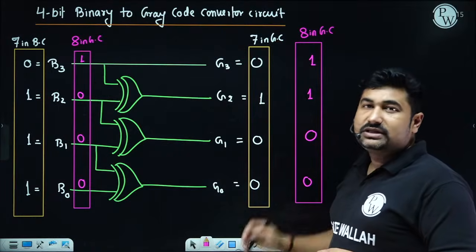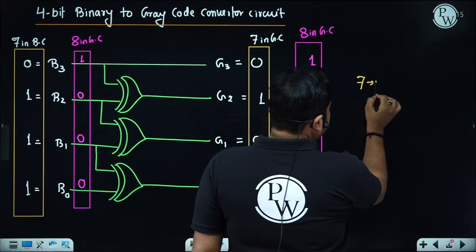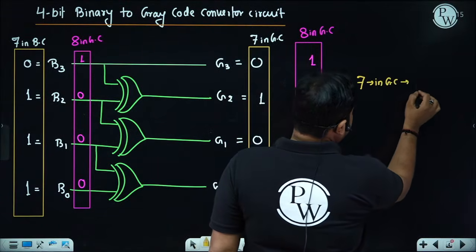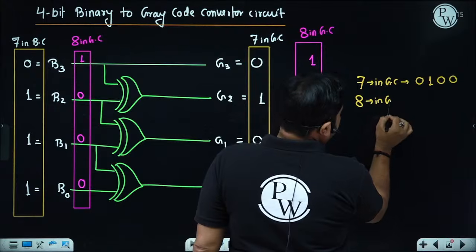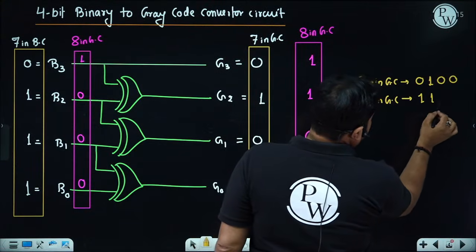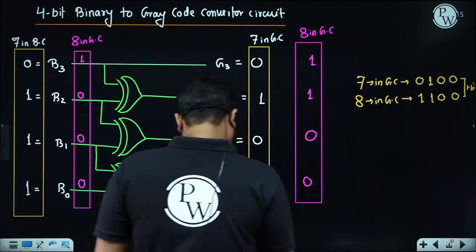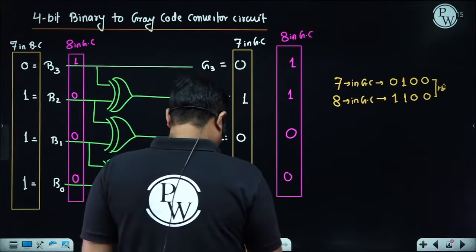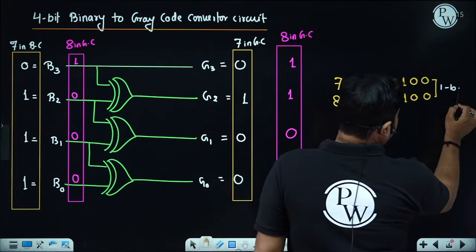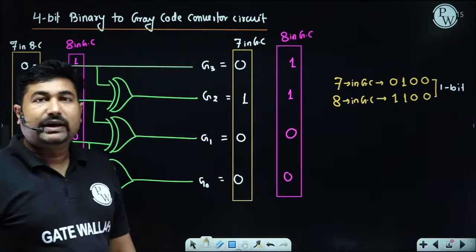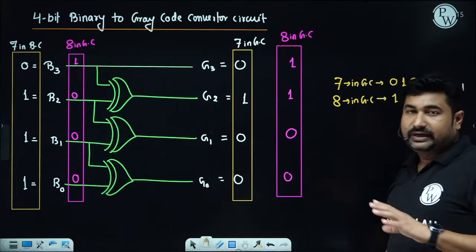7 in Gray code is 0100. 8 in Gray code is 1100. These two will differ by only 1 bit. They are successive numbers and differ by only 1 bit. However, in binary code, they will differ by 4 bits. But here, they will differ by only 1 bit. How many of you are able to understand how to find the Gray code for the given binary code? Is it okay now, Betaji?